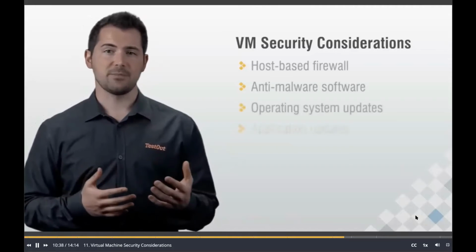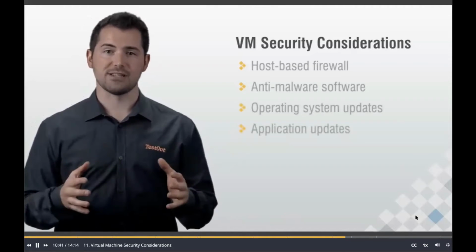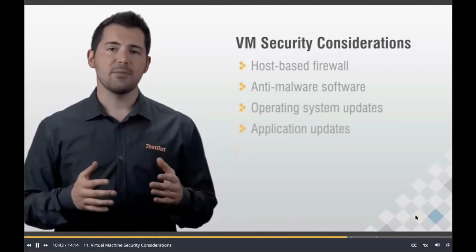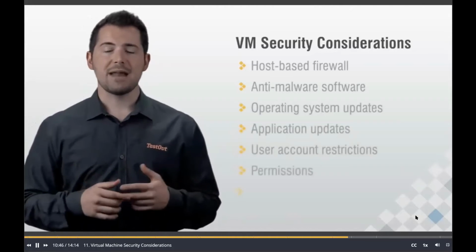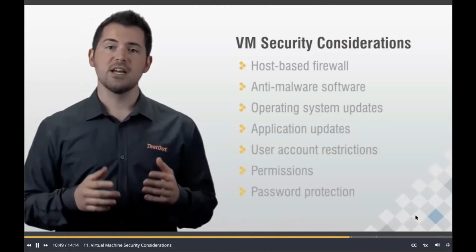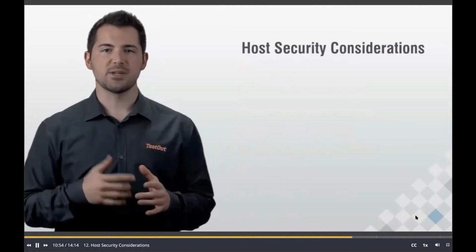Because virtual machines can be configured to connect to a physical network, you need to implement security measures on them, just as you would a physical computer system. For example, a host-based firewall should be installed and configured on each virtual machine. Anti-malware software should also be installed and regularly updated with the latest definitions. Operating system and application updates should be installed within the virtual machines as they're released. And you need to implement user account restrictions, permissions, and password protection within virtual machines, just as they are on physical computer systems.